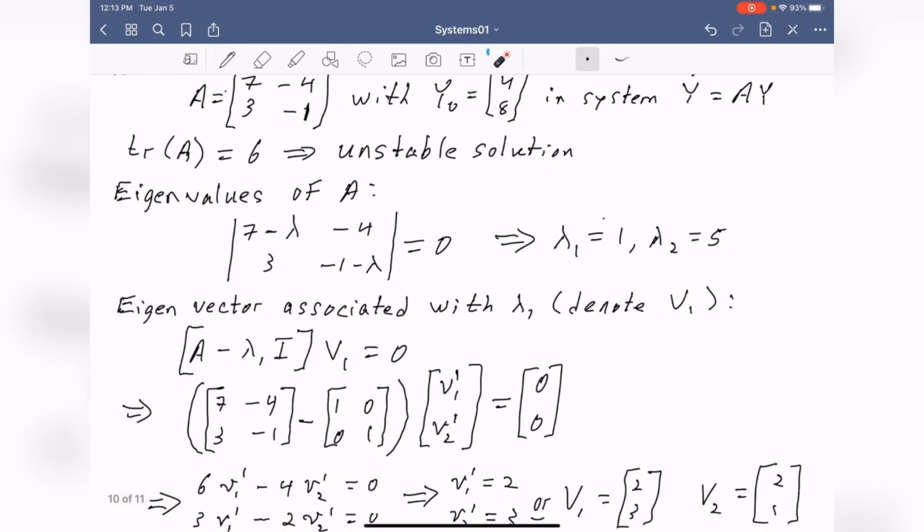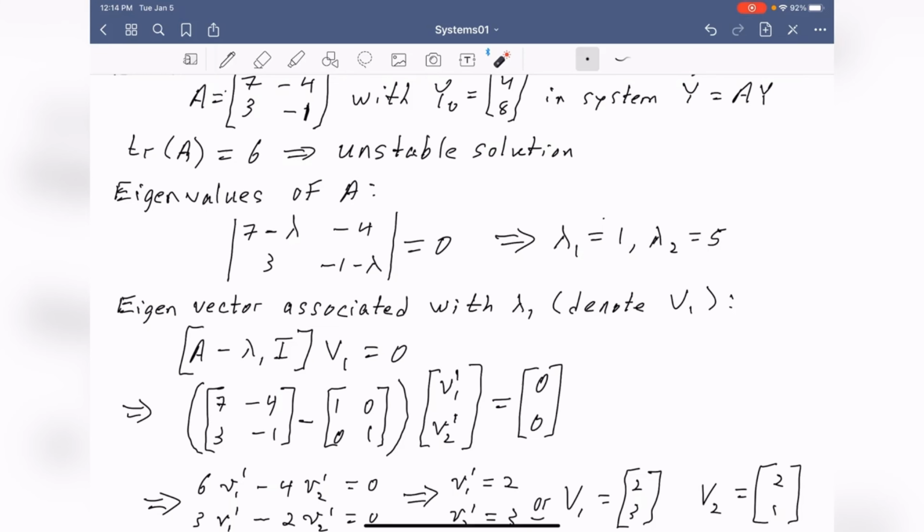So the eigenvalues of A are determined from the original A matrix by subtracting lambda along the diagonal and then finding the determinant of that result and setting it equal to 0. We find that lambda 1 equals 1 and lambda 2 equals 5. If you cannot recall how this is done, this was done in Economics 350.